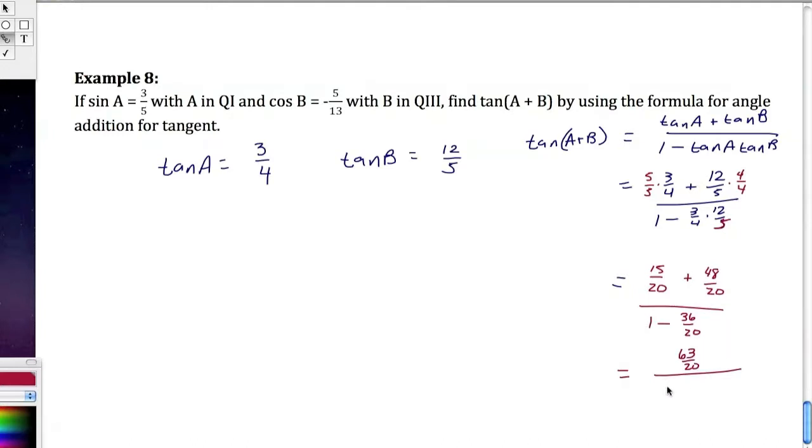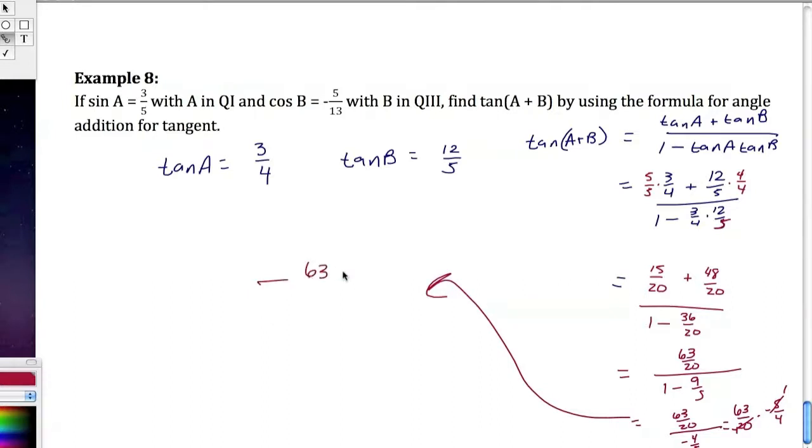And this is going to be equal to 1 minus 9 over 5. So that's going to be 63 over 20 over negative 4 over 5, which is going to be equal to 63 over 20 times negative 5 over 4. Let's see if anything cancels. It does. So I'm going to have negative 63 times 1 over 4 times 4, which is equal to negative 63 over 16.